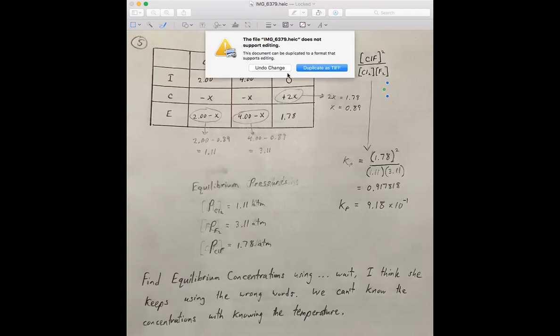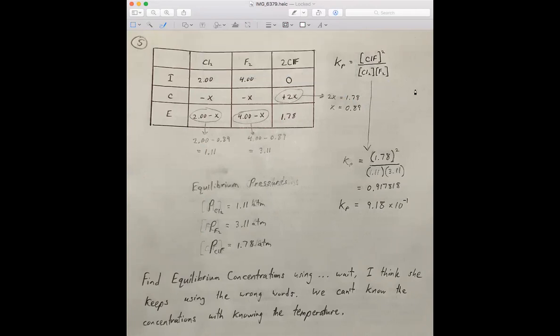These drawing tools suck. I don't want to do it. I was just going to point out again how I wrote this part incorrectly, because it's Kp, so that should really say P with a subscript of CLF, but that doesn't change the calculation. So I just put the pressures in here. Got this. I should write atm on the end of that.